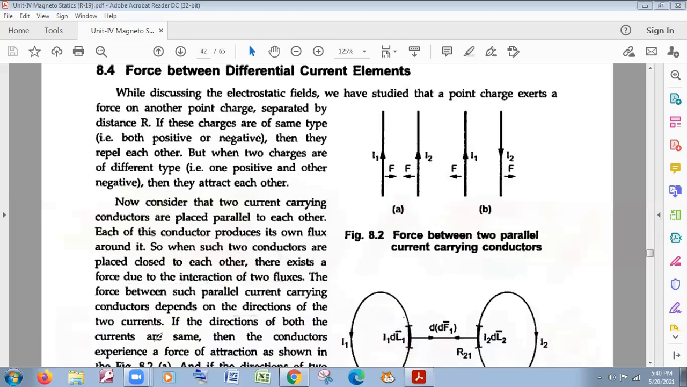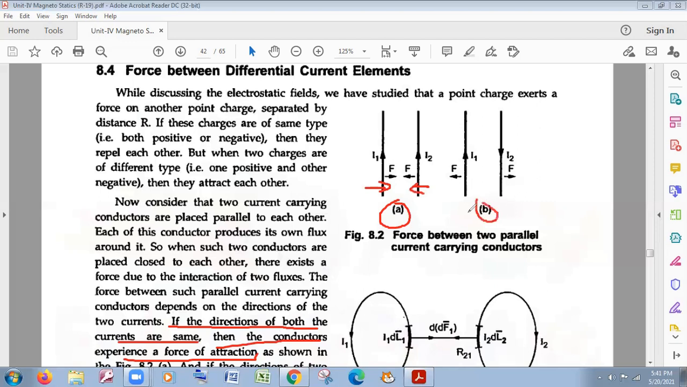If the directions of both the currents are the same, then the conductors experience a force of attraction, as in figure A. Force of attraction between the two conductors.